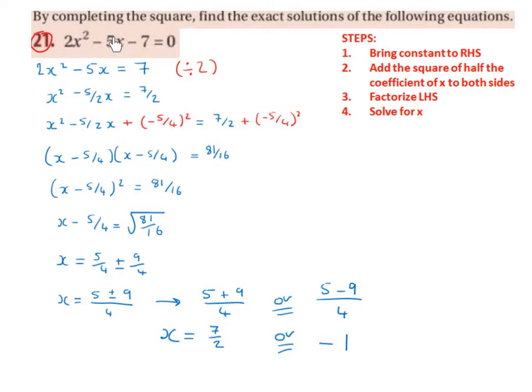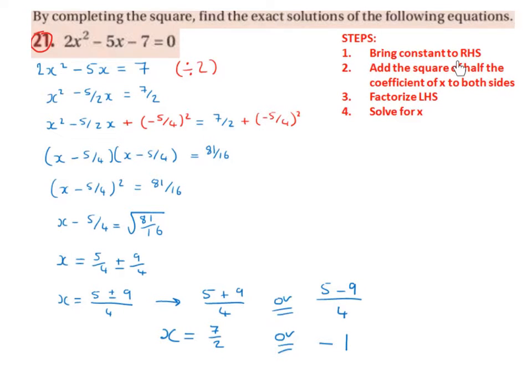2x squared minus 5x minus 7. So again, step 1, bring the constant over the right hand side. Minus 7 comes over, becomes plus 7. Next, we're going to divide across by 2 because we have to have x squared in front, not 2x squared. So 2x squared divided by 2 is x squared. Minus 5x divided by 2 is minus 5 over 2x. 7 divided by 2 is 7 over 2.